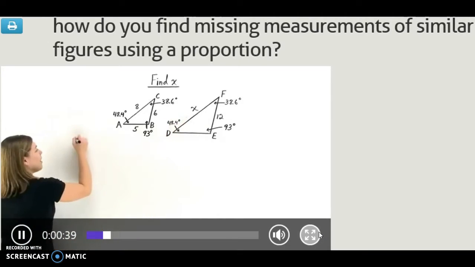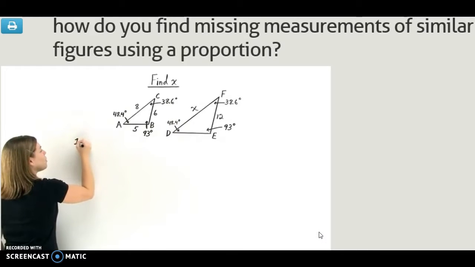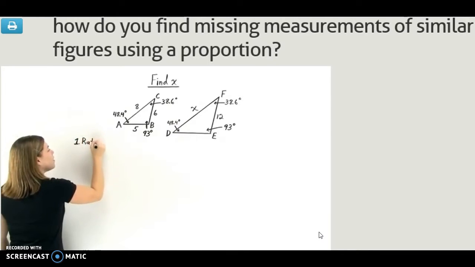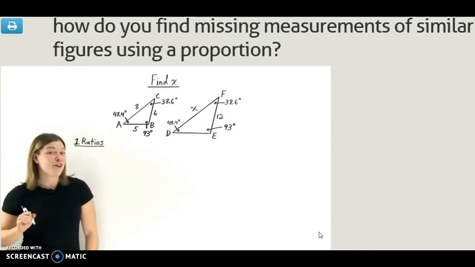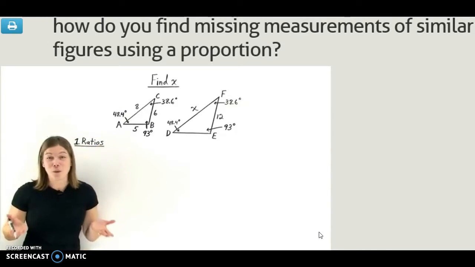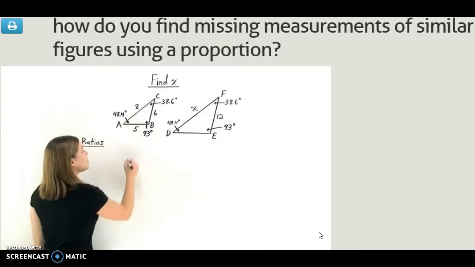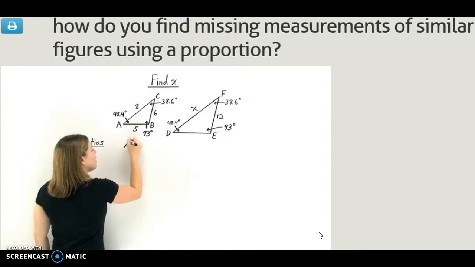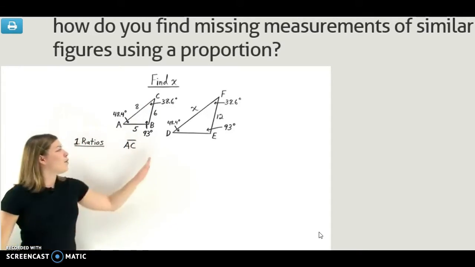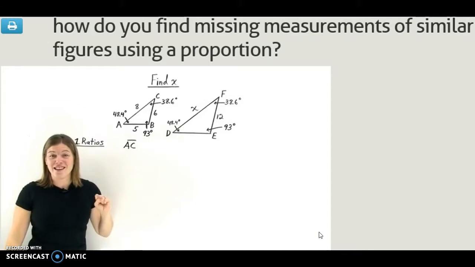In order to do this, let's take a closer look at those corresponding sides. Let's create ratios from those corresponding sides. Well, in order to do that, we need to identify corresponding sides. So let's do that first. Let's start by taking a look at this side, side AC. Let's see if we can find the corresponding side to side AC.